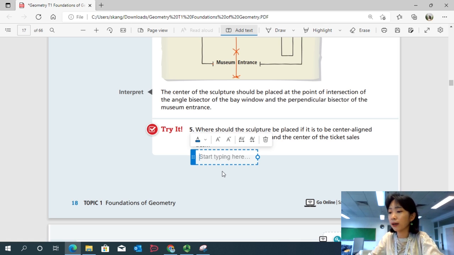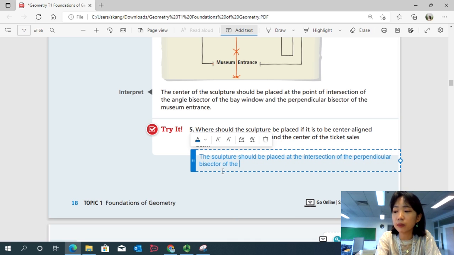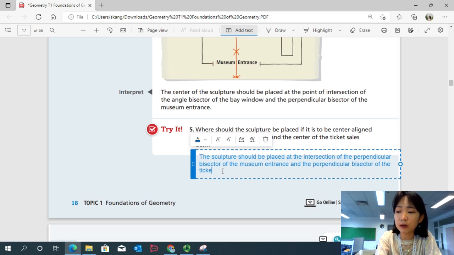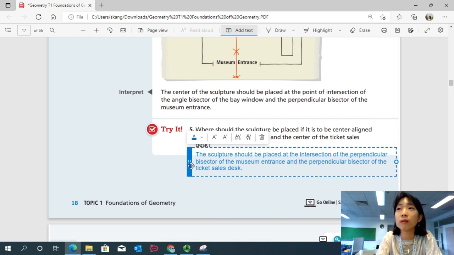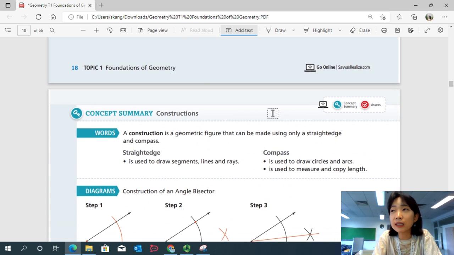Let's also explain that in words. So we're going to interpret and say the sculpture should be placed at the intersection of the perpendicular bisector of the museum entrance and the perpendicular bisector of the ticket sales desk, as shown above or wherever you drew. Okay, that's it for the lesson.